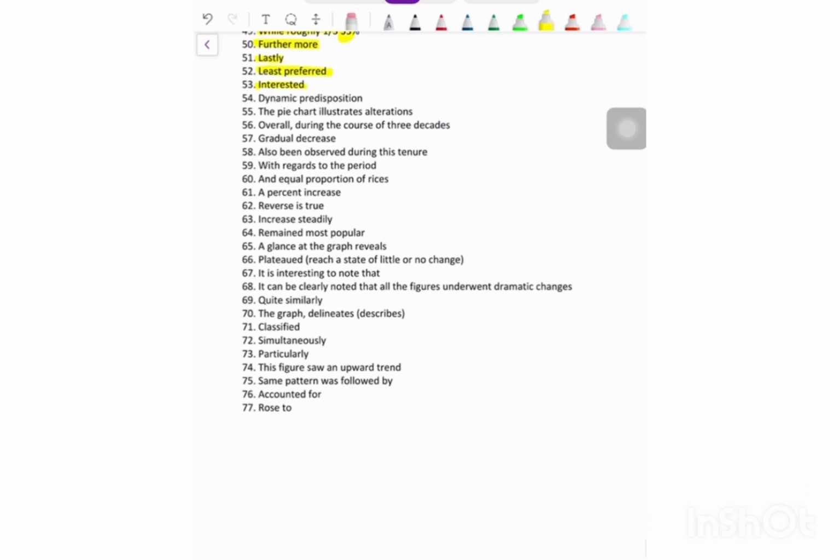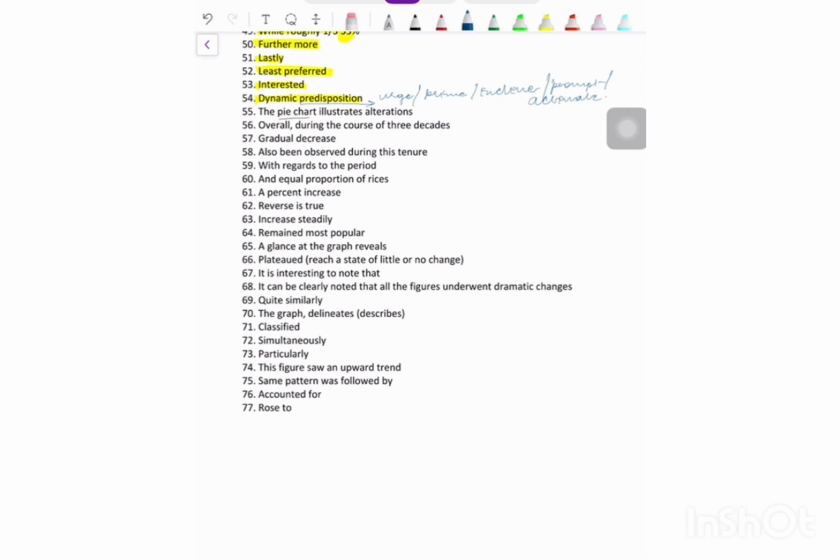Interested, good word. Dynamic predisposition is also a very good phrase to write. What does dynamic predisposition mean? Disposition means urge or inclined towards something, or very prompt for something, or activated. So here they might be talking about some different kinds of activity towards which they might have an inclination.